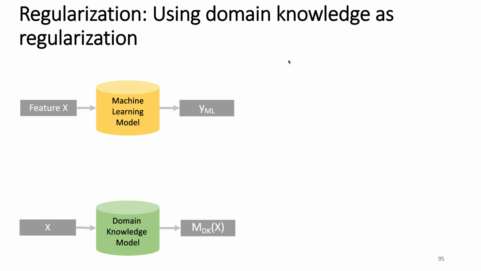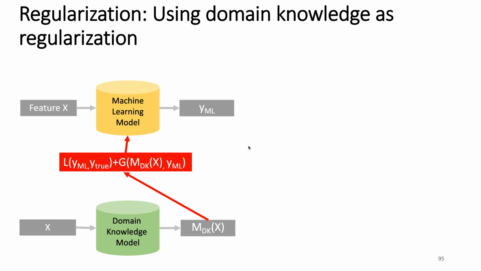Besides the previously mentioned method, there are some other methods trying to revise the loss function. Let's go back to this machine learning model and domain knowledge model paradigm. So given those two models, is there any other way we can combine them? Yes.